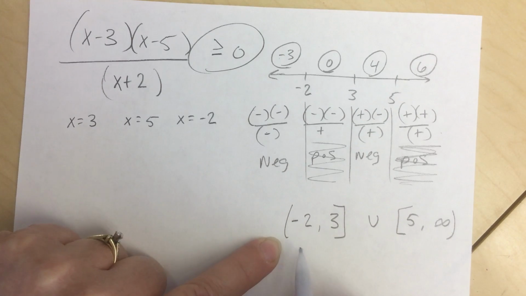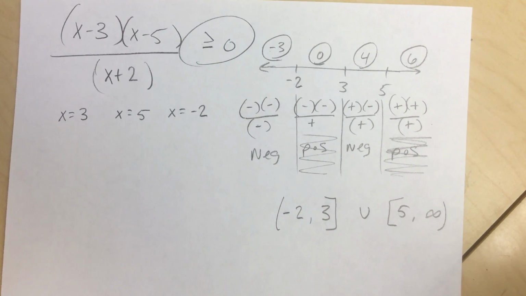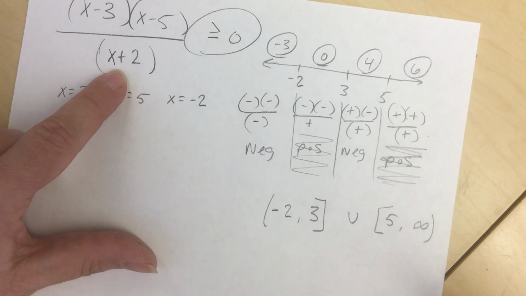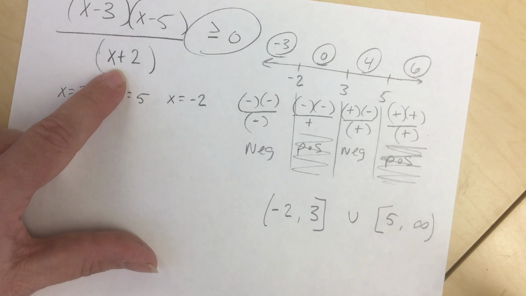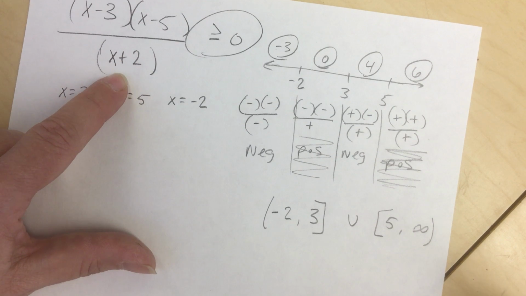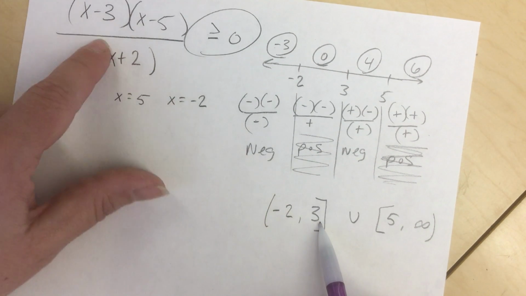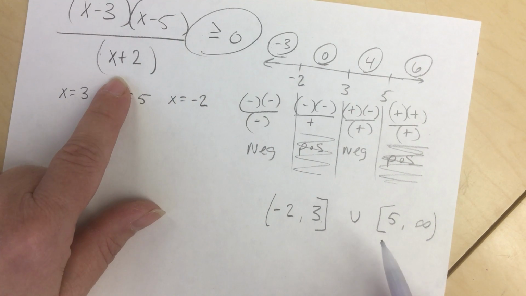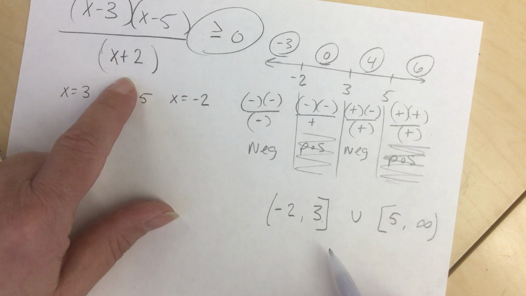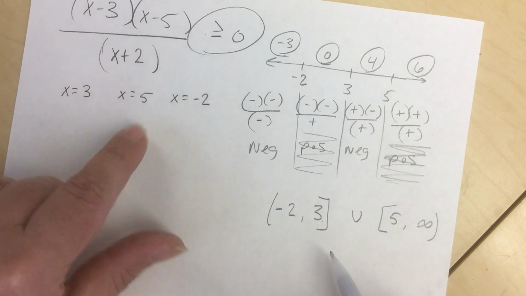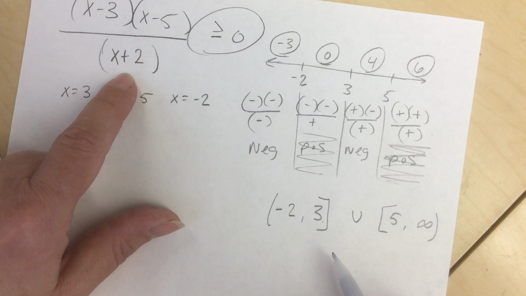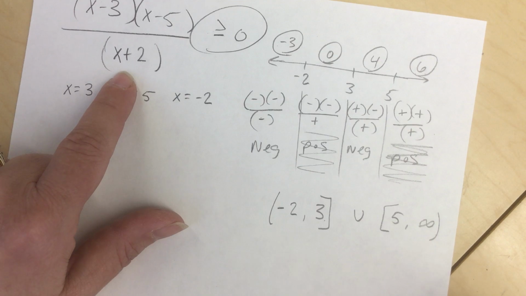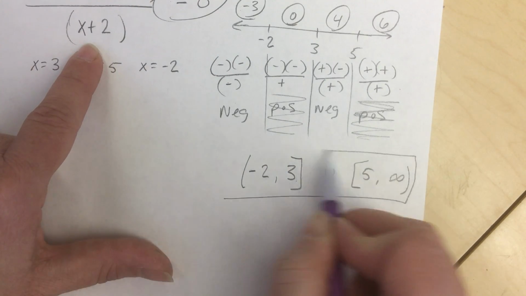Why do I have to put a parentheses on the -2? Because it's on the bottom. A bracket would mean I can include -2, and -2 plus 2 would give me 0 in the denominator. So I can get close to -2, but I can't have it equal -2. If it equals 3, I'm just going to have 0 on top. 0 times -2 divided by 5 is going to give me 0. I can have 0 on top, but you can't ever have a bracket on the number that comes from the denominator, because you can't have 0 in the denominator. Okay, so this would be your answer for that one.